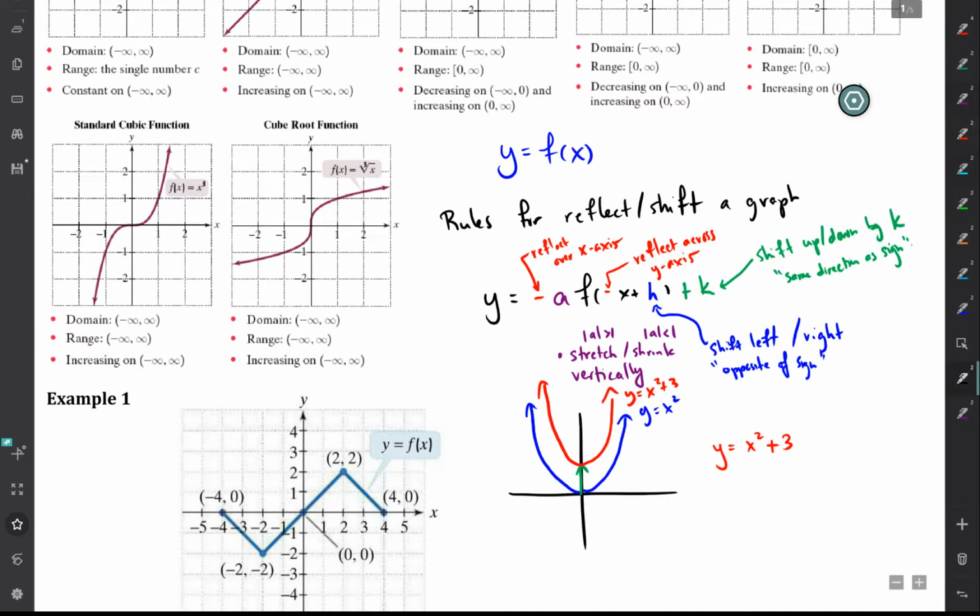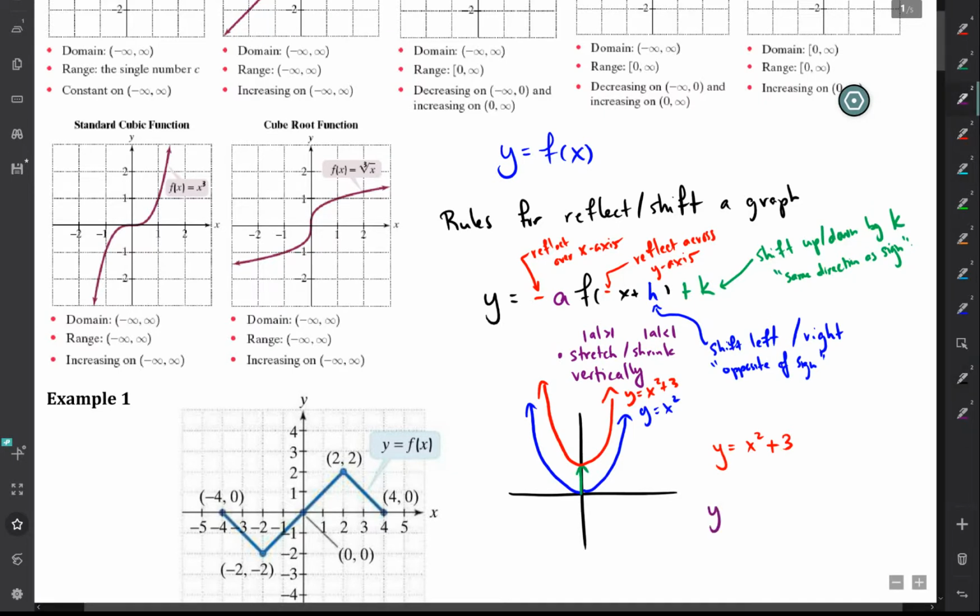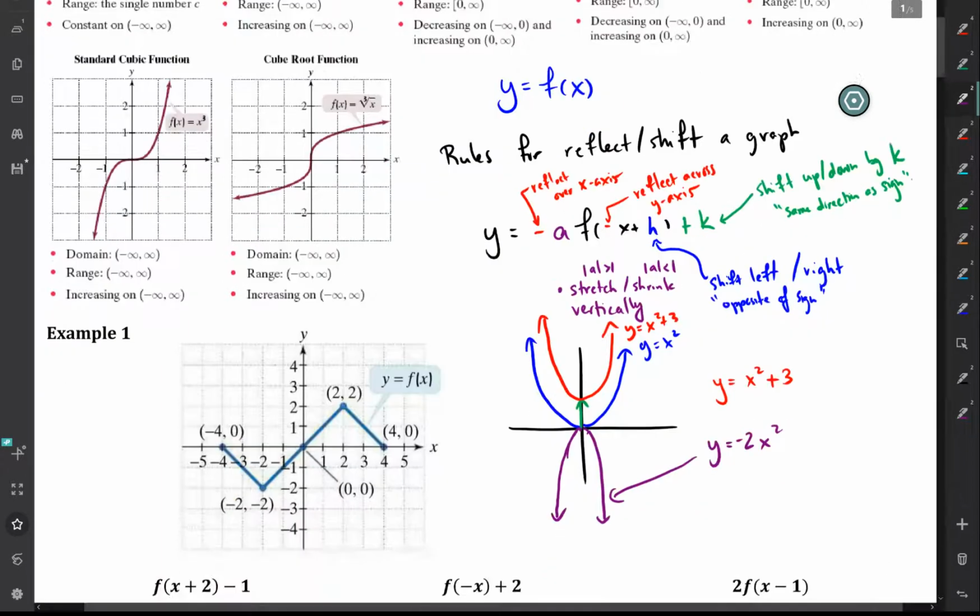Now if you did y equals 2 times x squared, and let's say that I actually did negative 2 times x squared, then you're going to actually reflect across the x-axis. So it's going to be a parabola going down, and because there's a 2 there, you need to stretch it vertically. It's going to grow twice as fast, or stretch vertically twice as fast. So you can see it's just narrower than the original blue graph. Okay, so that's the basics of transforming graphs by shifting and reflecting.